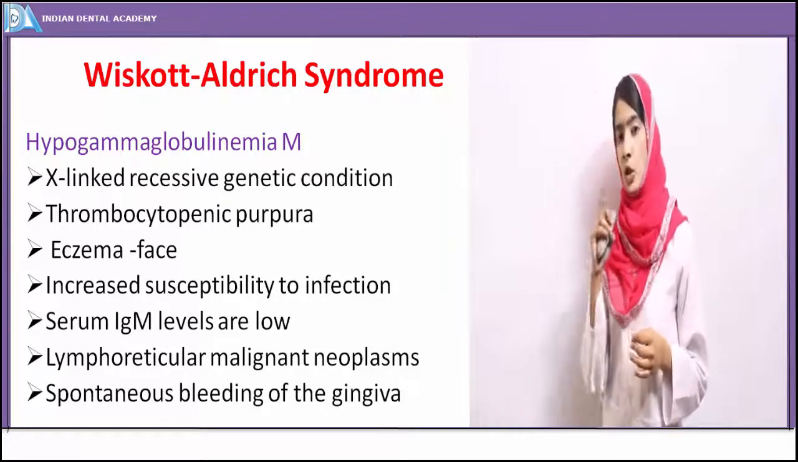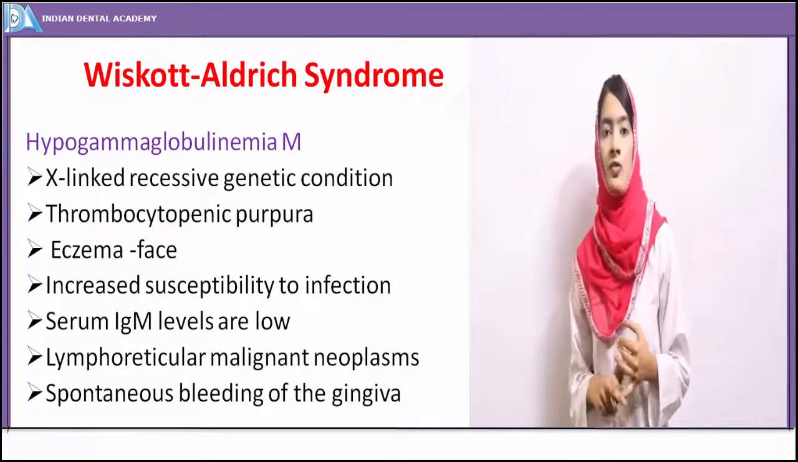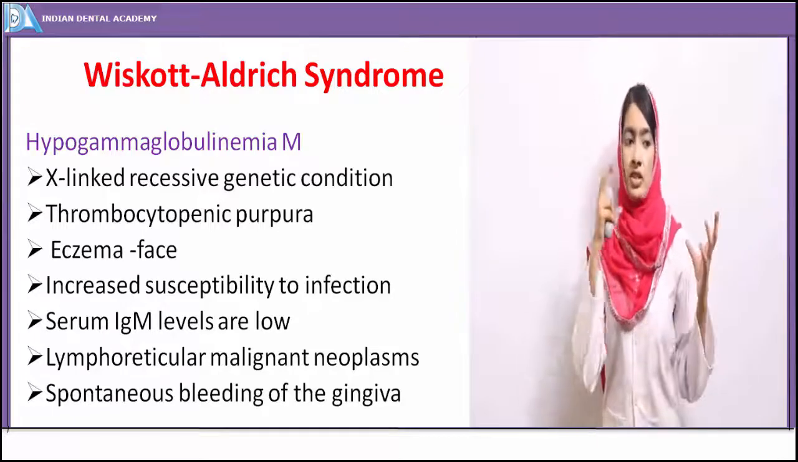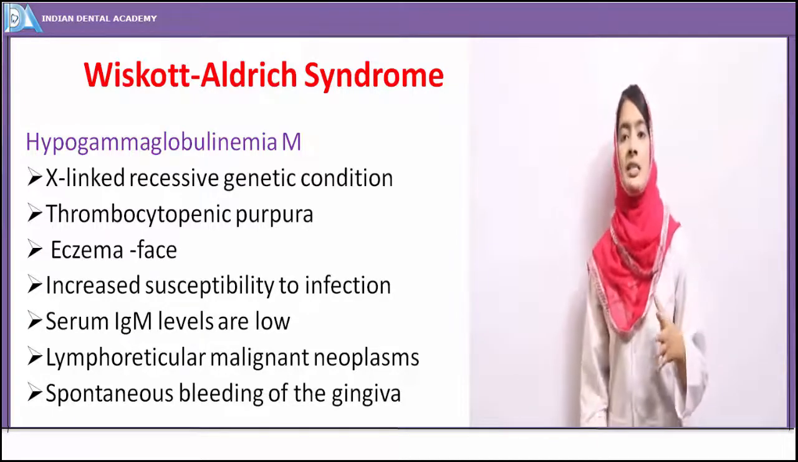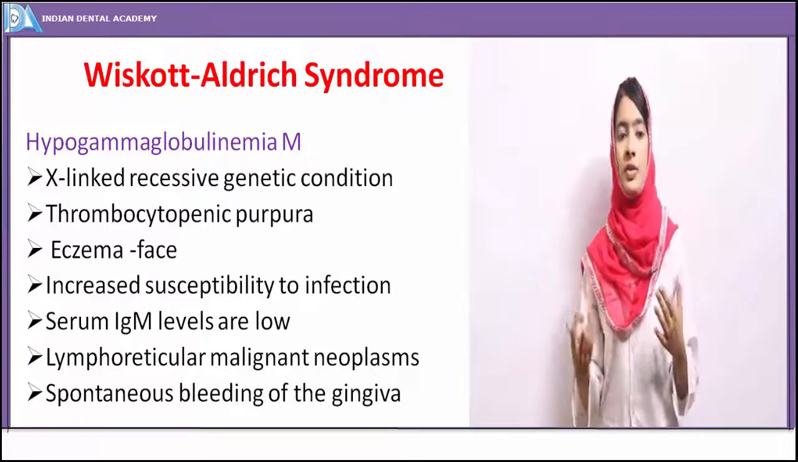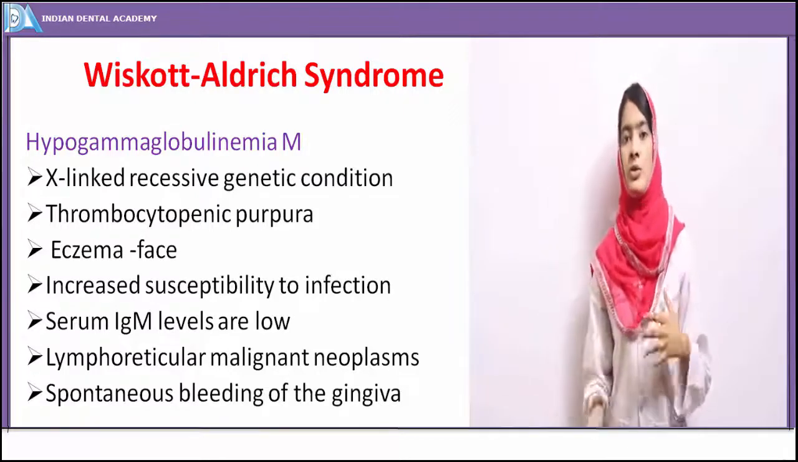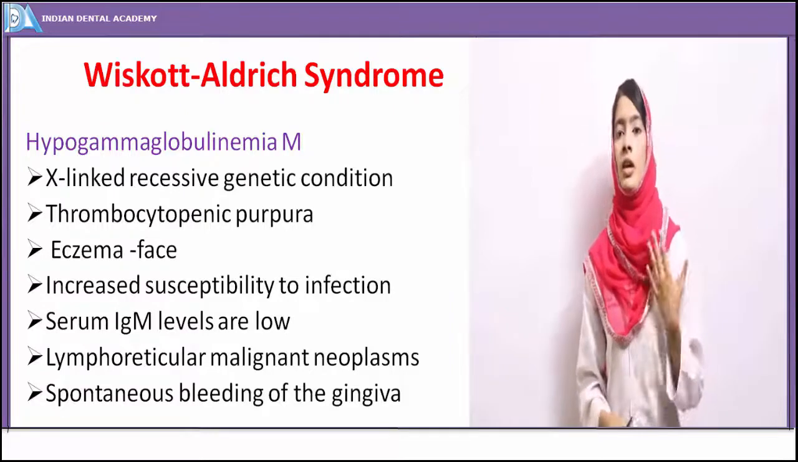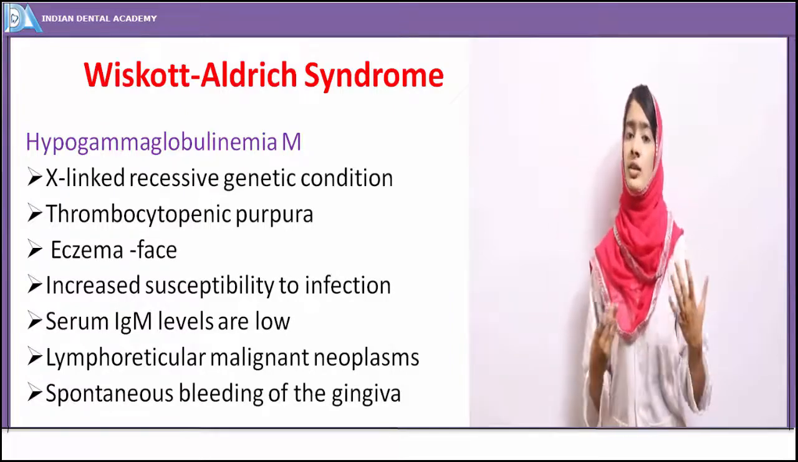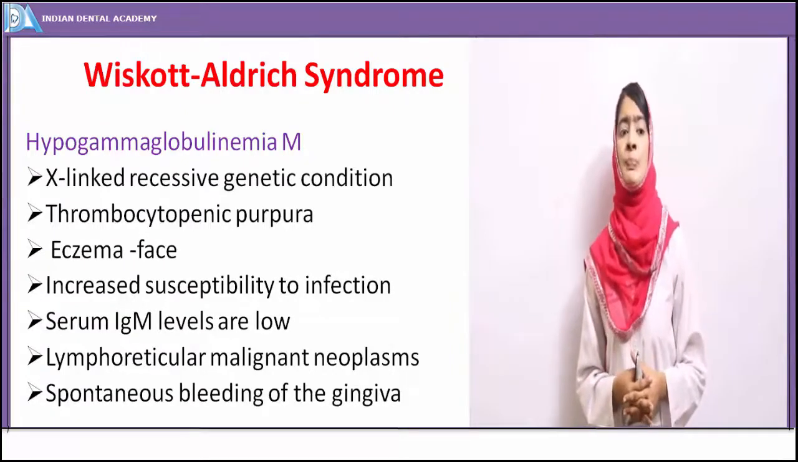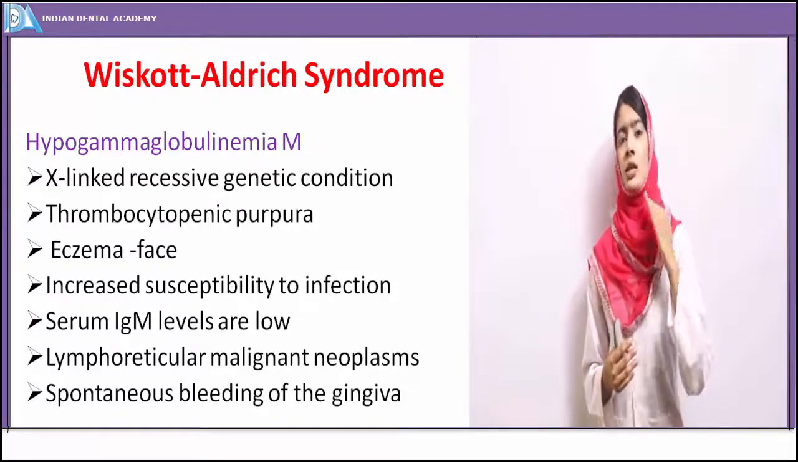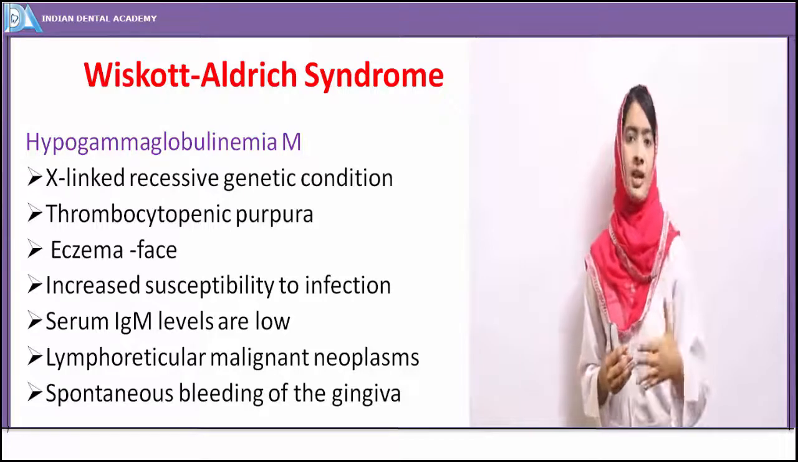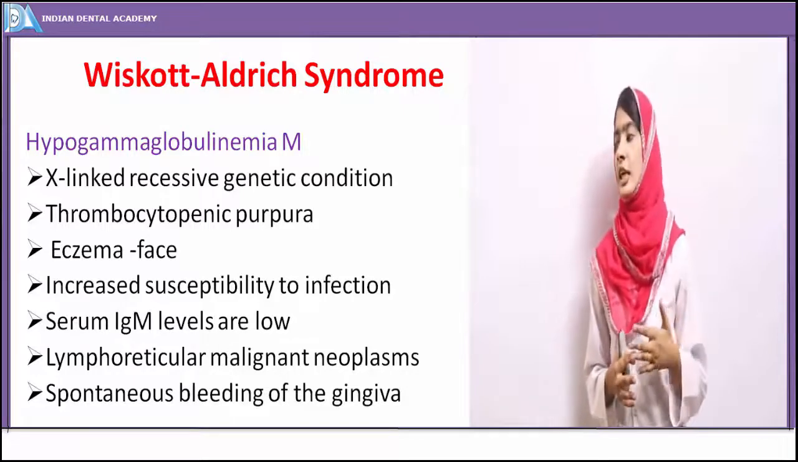clinical appearances of thrombocytopenic purpura along with eczema of the face. Initially the face is involved, then it spreads to the trunk and extremities, and there is increased susceptibility to infection. Obviously the blood platelets are reduced, so the individual is more prone to infections of the oral cavity or generalized infections of the body. As I have also told, thrombotic purpura shows bleeding in the skin or oral mucous membrane, GIT, like that.